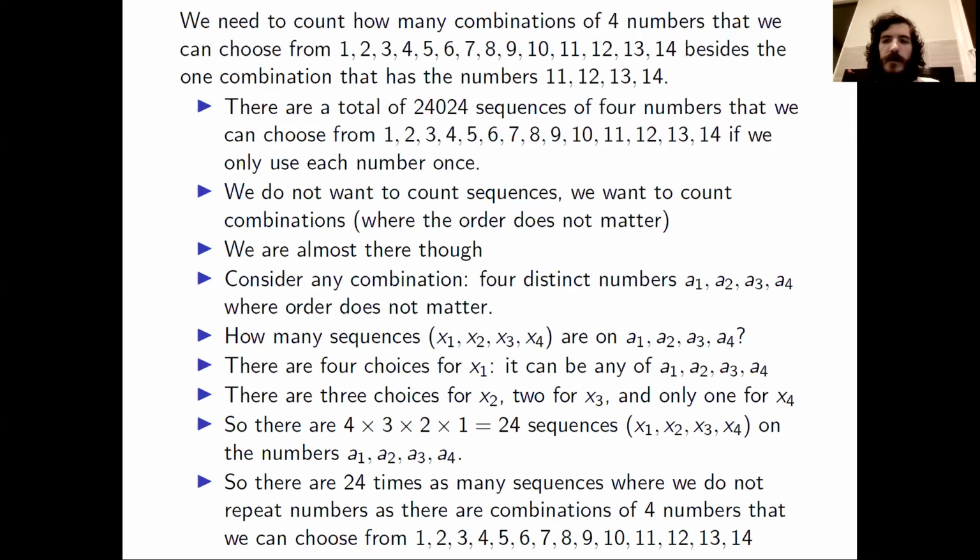What does this mean? Well, this tells us that there are 24 times as many sequences where we don't have any repeat numbers as there are combinations of 4 numbers that can be chosen from the numbers 1, 2, 3 up to 14.